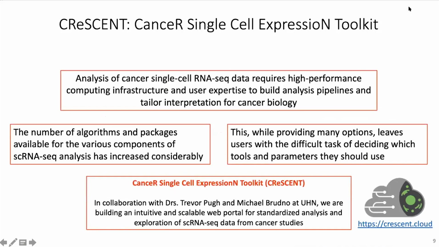Analysis of cancer single-cell RNA-seq data requires high-performance computational infrastructure and user expertise to build analysis pipelines and to tailor interpretation for the cancer biology. The number of algorithms and computational methods for the analysis of single-cell RNA-seq data has increased considerably in the past years. While this provides a lot of opportunities for the users to pick from the computational methods and the packages of their choice, they are left with the difficult task of deciding which tools and parameters they should use.